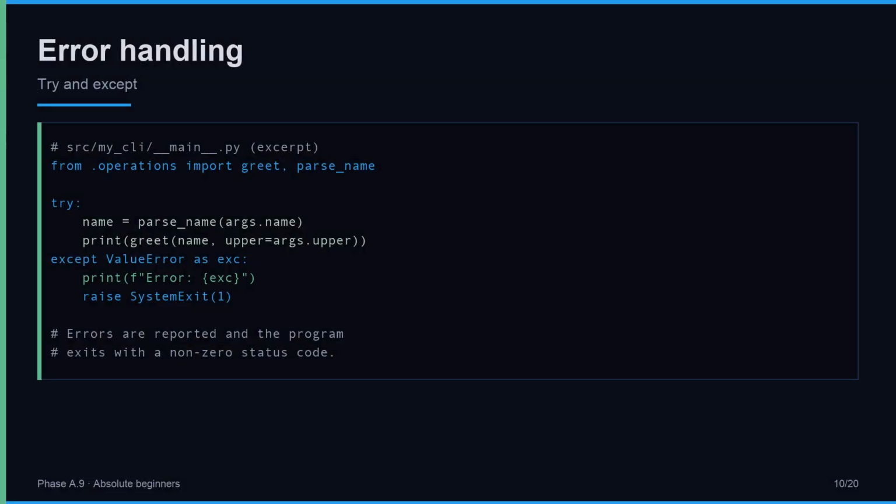Wrap risky calls in try and except. Inside the try, call parse name and greet. If parse name raises ValueError because the name was empty, the except block catches it, prints a friendly message, and exits with status 1 using raise SystemExit. The status code matters when other programs or scripts chain off yours. A non-zero exit tells them something went wrong. The user sees a clear error instead of a raw traceback.